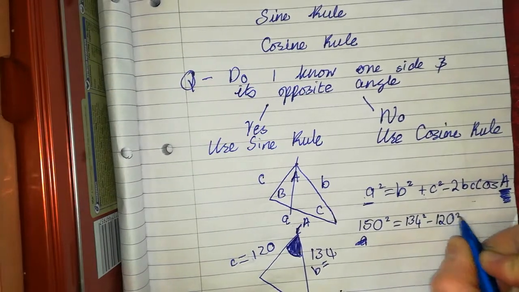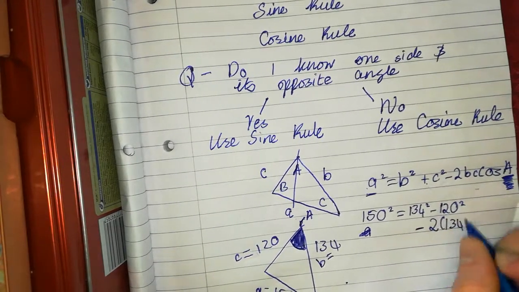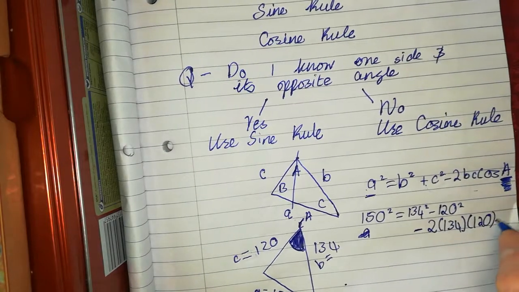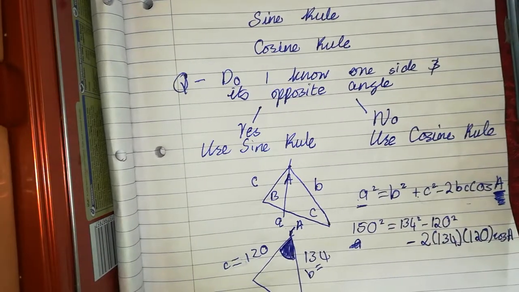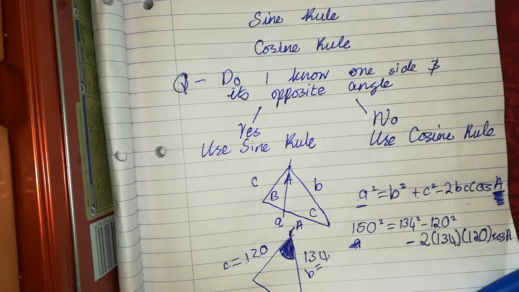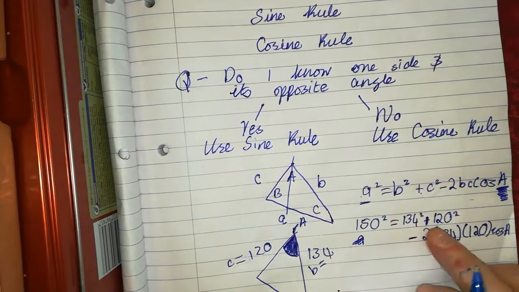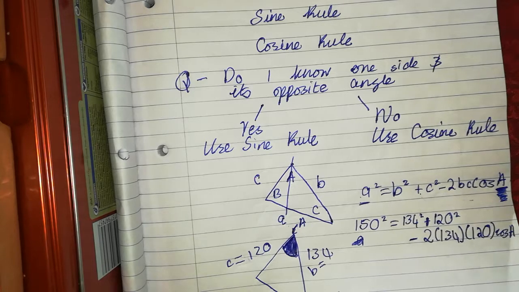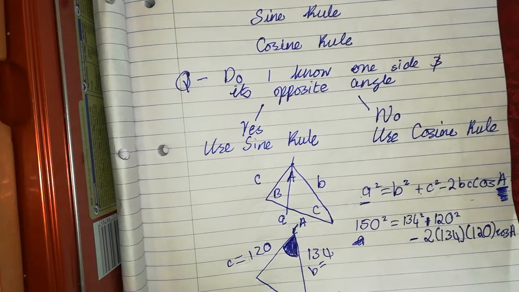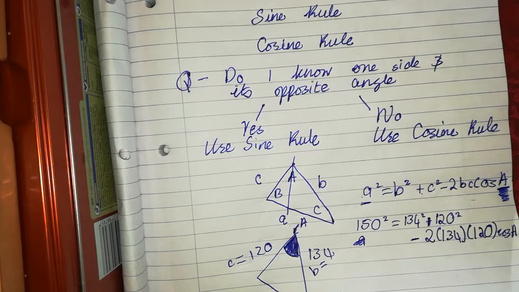I think I'm going to run out of space here, so I'm going to go on to the next line. Minus 2, and then b is 134, c is 120, and then cos A. Ultimately, I'm going to try to get cos A. Sorry, that should be plus 120 squared. So 150 squared minus 134 squared minus 120 squared. Just when you're doing it out, I'm going to put it all in brackets.